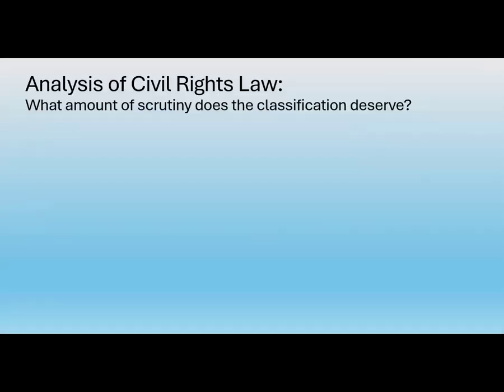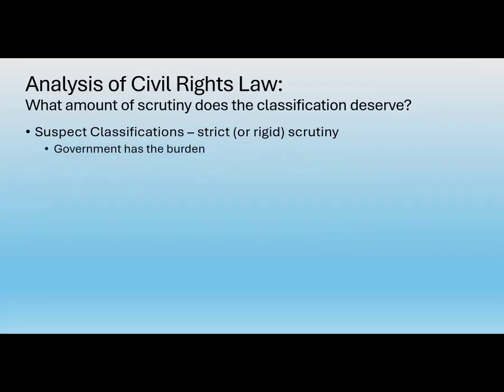Our last question to ask is, what amount of scrutiny does the classification deserve? Suspect classifications receive the strictest scrutiny because any law that discriminates against groups based on race, ethnicity, and national origin is inherently suspicious. So for the stricter, rigid scrutiny test, the government bears the burden of both proof and persuasion. They have to establish that their law is necessary to accomplish a compelling government interest.